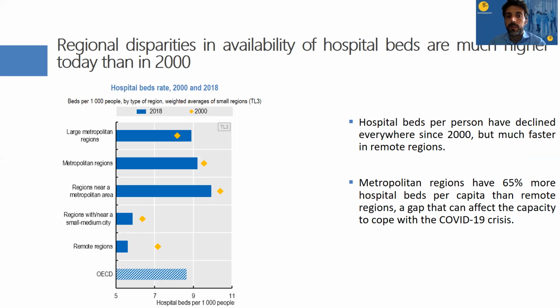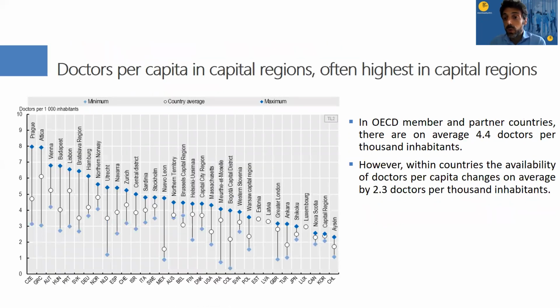But the availability of hospital beds is not the whole story. Regional disparities are very high also in terms of other types of infrastructure or health facilities. For example, doctors per capita are also very different within the same country. This chart shows, for example, across almost all OECD countries, the regions with the minimum and the maximum value of doctors per 1,000 inhabitants.